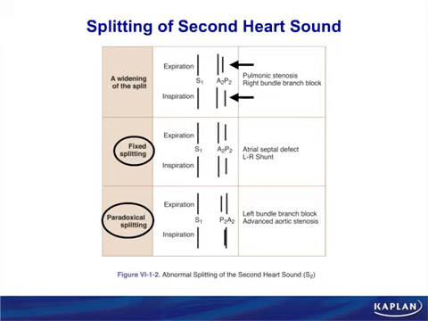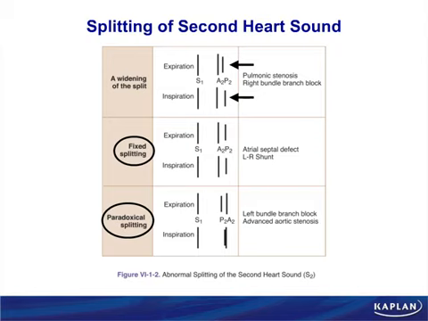Now we know that inspiration delays the pulmonic component. So the split going away with inspiration is telling us that in this patient, the pulmonic is closing before the aortic, because it's the pulmonic that gets delayed and the split goes away.